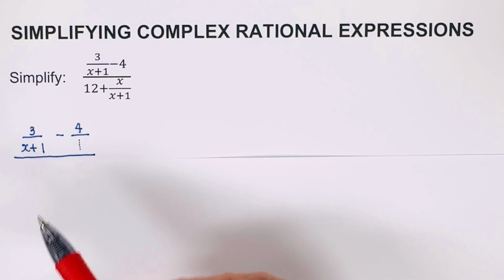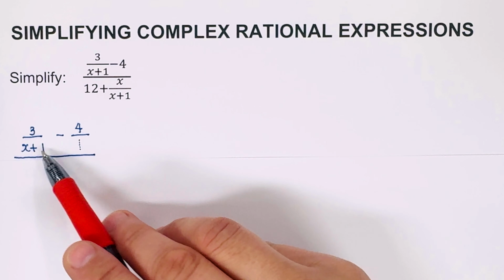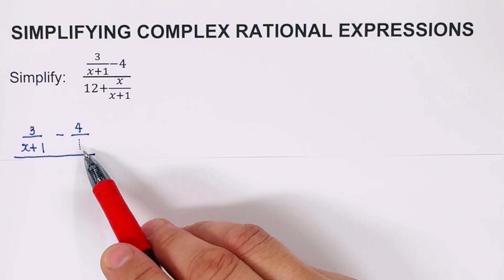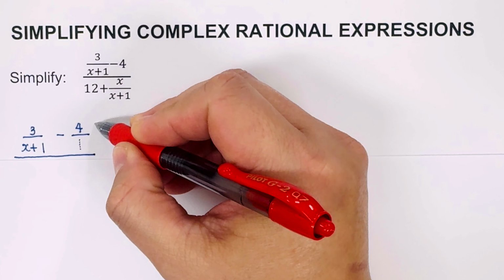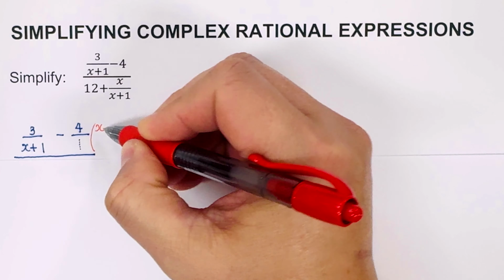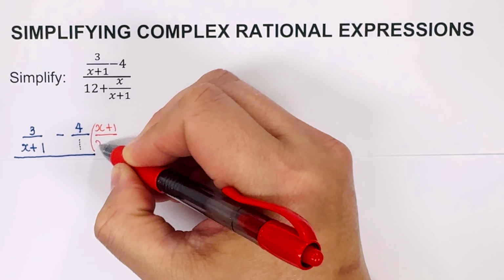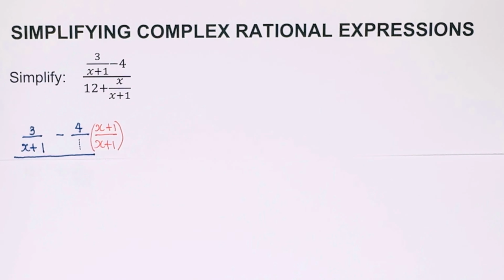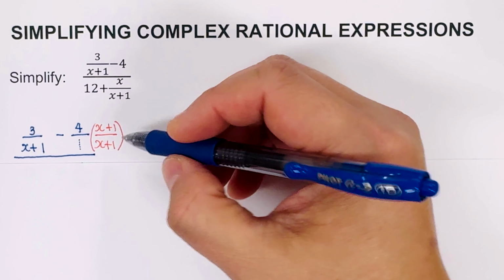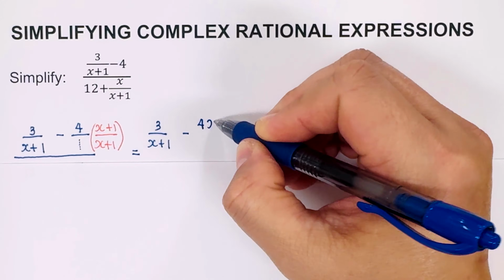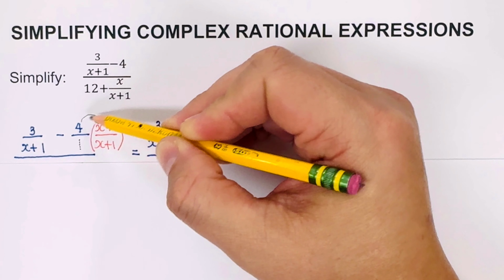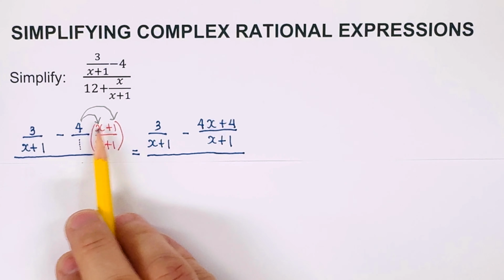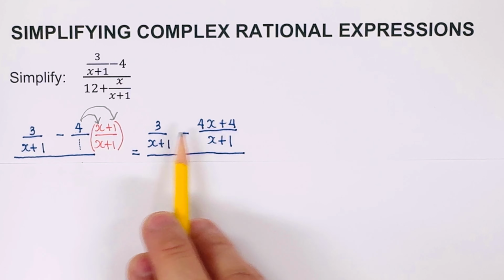If you look at the expressions that we have right here, they don't have the same denominator. So we have to make sure that their denominators are the same. What I would do is multiply both the numerator and the denominator by x plus 1, to make their denominators even. What I did here was distribute the 4 to each of the terms inside the parentheses. So 4 times x is 4x, 4 times 1 is 4.